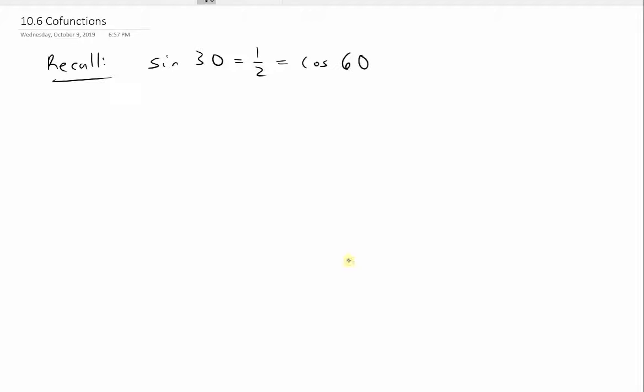I mentioned it once or twice as we were developing our knowledge of these function values, that sine of 30 is equal to cosine of 60. We also saw sine of 45 is equal to cosine of 45. Sine of 0 is equal to cosine of 90. And in all these cases, sine and cosine were equal when you evaluated two different angles that added to 90. And that's what we're talking about today when we talk about cofunctions: if we take sine and cosine of two angles that add to 90, those function values will be equal.